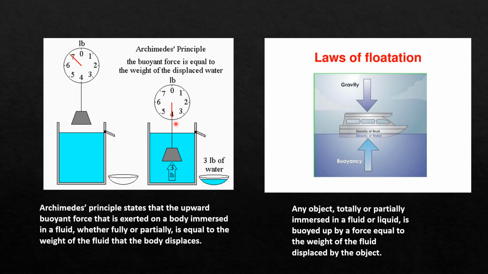See, this picture shows the Archimedes principle very clearly. An object is hanging on the weighing machine. It weighs about 7 pounds. lb means pounds. Now it is immersed inside the liquid or any fluid. This object displaces 3 pounds of water. This is the buoyant force of the liquid.